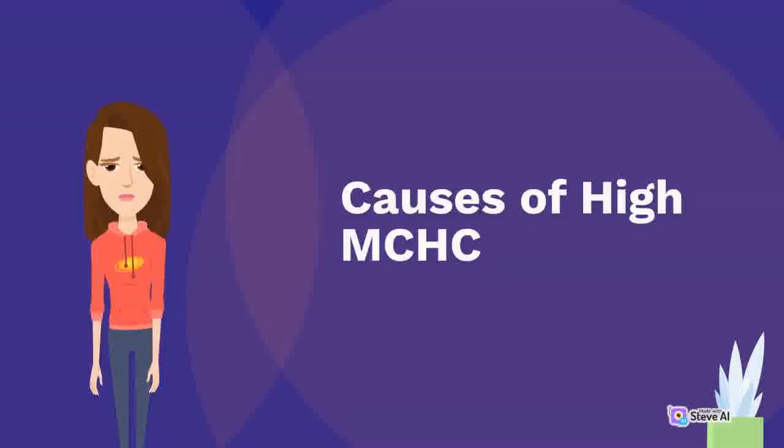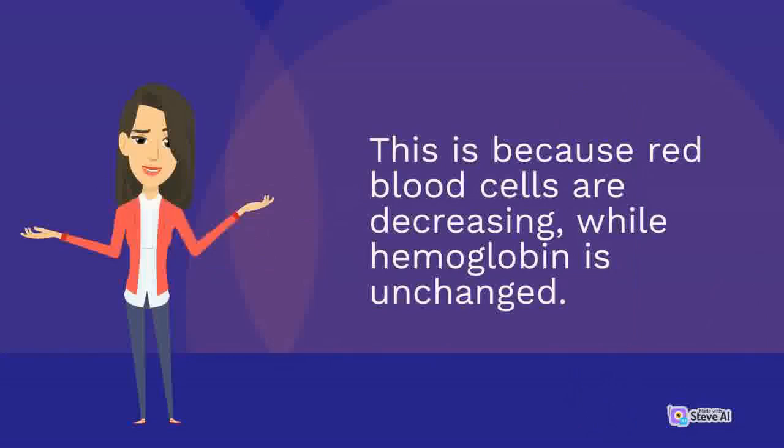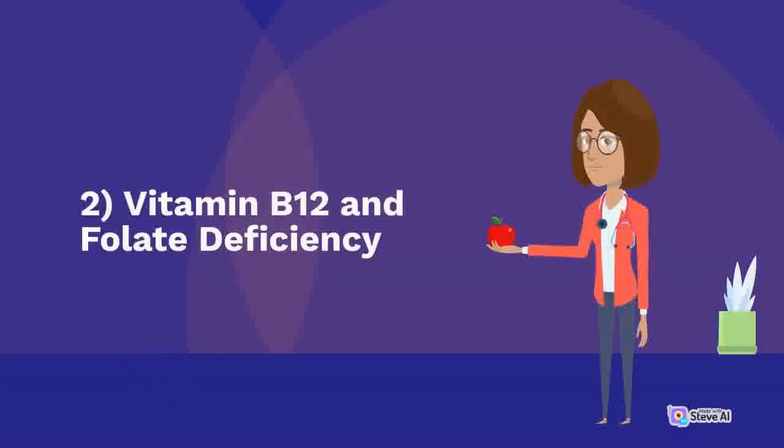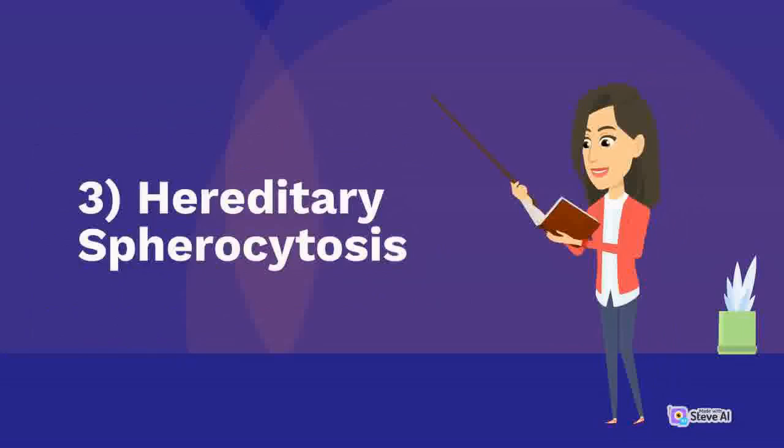Causes of high MCHC. 1. Hemolytic anemia. This is because red blood cells are decreasing, while hemoglobin is unchanged. 2. Vitamin B12 and folate deficiency. Vitamin B12 and folate deficiency can increase MCHC, because this deficiency impairs the production of red blood cells but has no effect on hemoglobin.